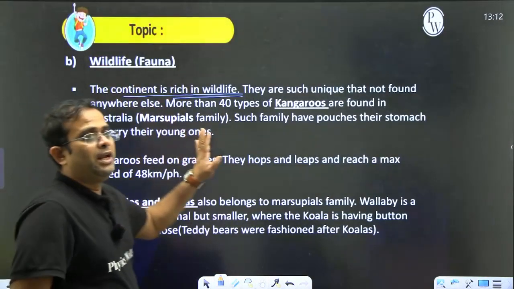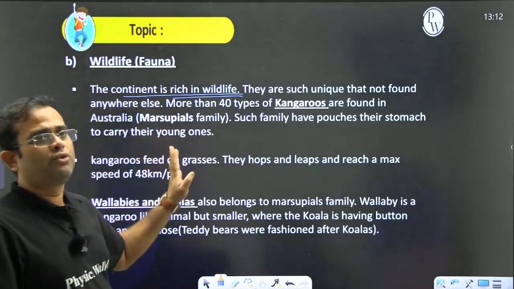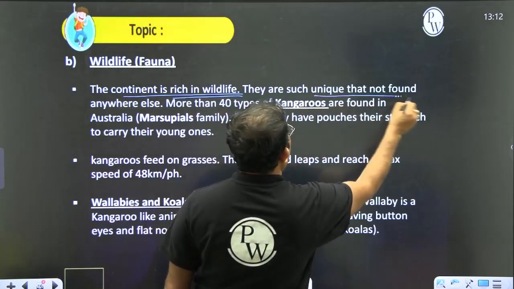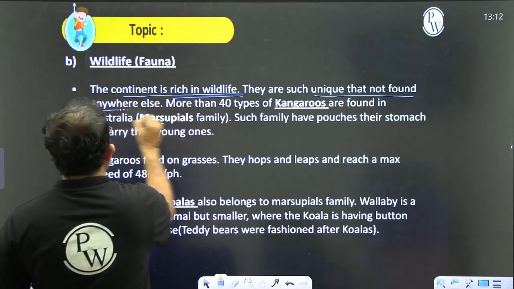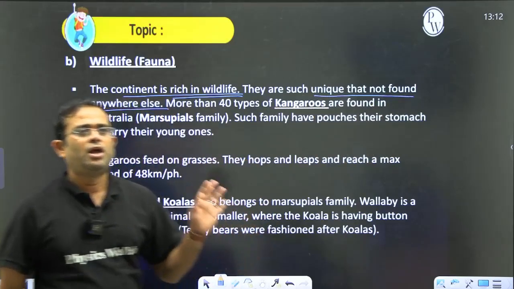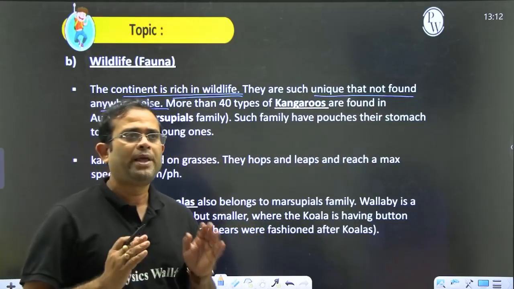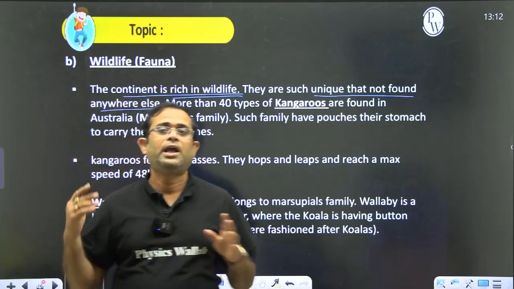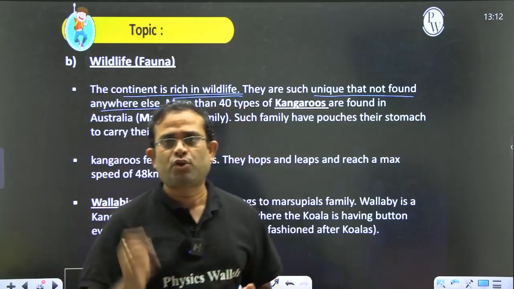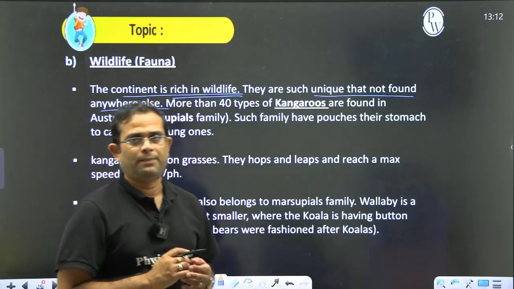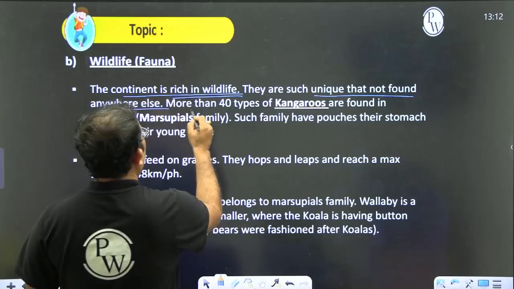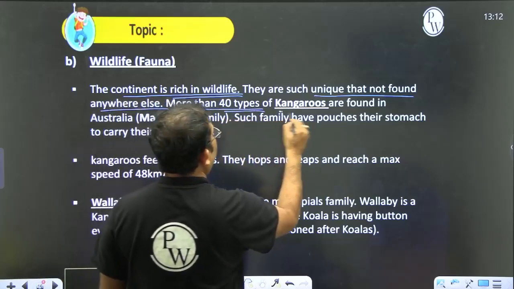So again, in wildlife, Australia is also very rich. How? The animals are so unique that they are not found anywhere else. This is what we are going to study now. Some varieties of animals are not found on any other continent. Exclusively they are found in Australia. More than 40 types of kangaroo varieties.